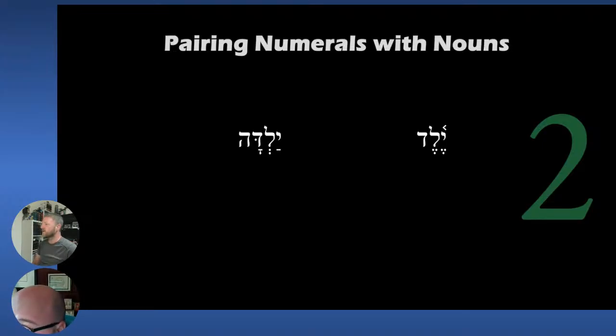Okay, so we said that the long form goes with masculine, but in echad and shnaim, they're really the same length. So to say two boys, we say shnei yeladim. An alternative that does exist is just to say shnaim yeladim. That exists, but it's rare. Shnei yeladim, two boys. To say both of the boys, you say shnei ha-yeladim, the two of the boys.